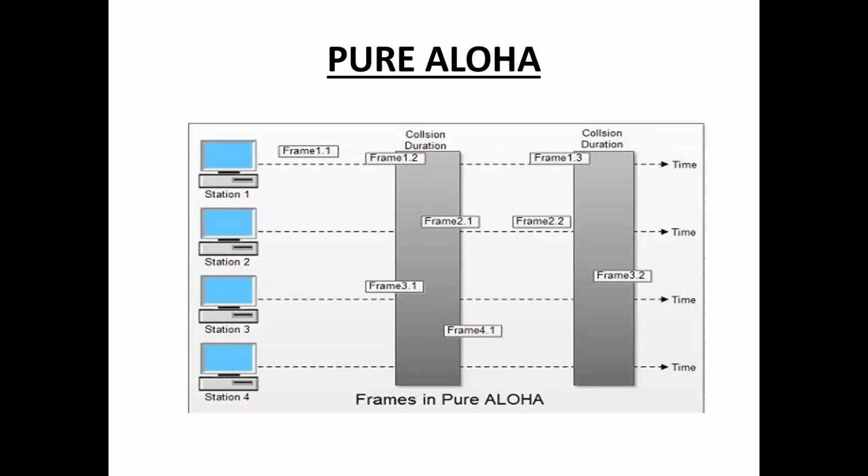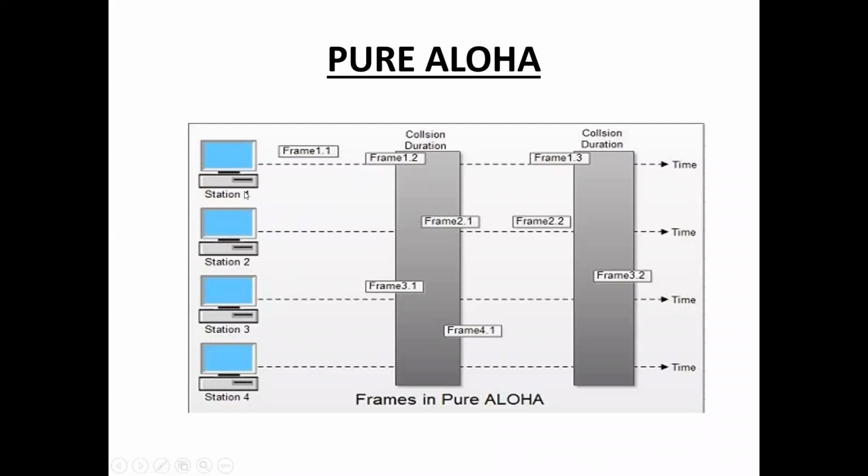So in pure Aloha, when the station has an available frame, it sends the frame. If there is a collision, the frame is destroyed and the sender waits for some random amount of time and retransmits that frame once again. See here, frame 1.2, frame 2.1, frame 3.1, frame 4.1 are transmitting at the same time. So the collision occurs. Station 1 retransmits 1.2, station 2 retransmits 2.1, station 3 retransmits 3.1, and station 4 retransmits 4.1.